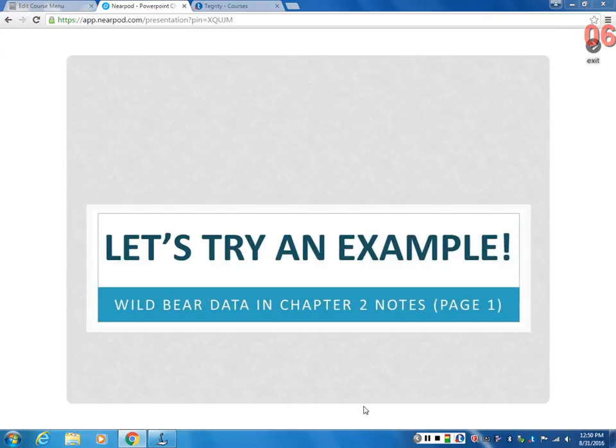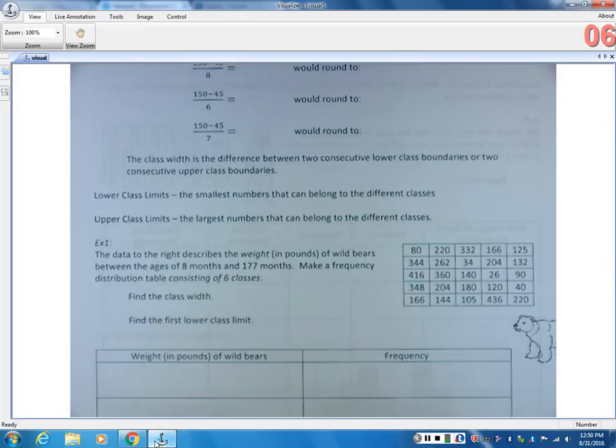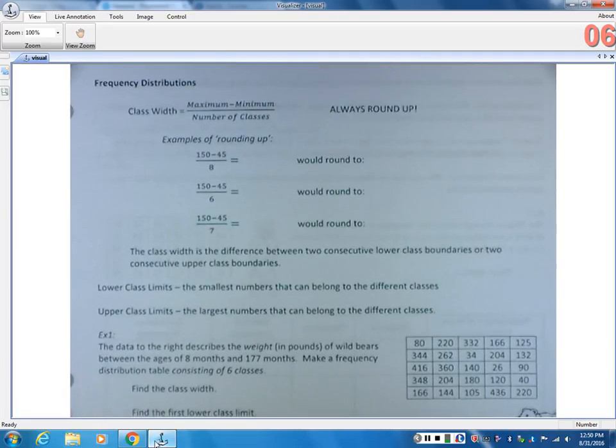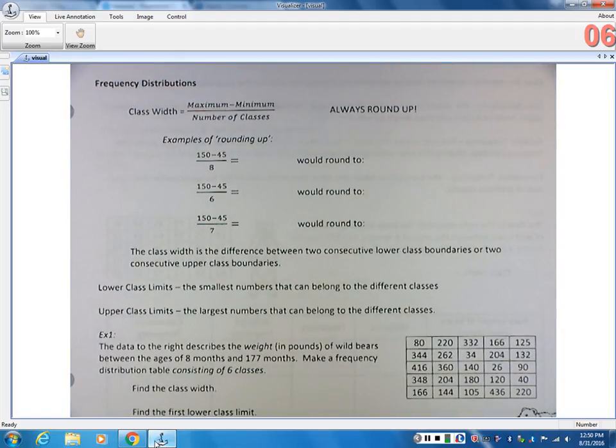So we're going to try an example, and it is on page 1 of your handout. I'm going to pause this for a second, and we're going to go here. Okay, on your handout at the very top of the page, it just gives you the topic that it's frequency distributions, but then it explains how to calculate class width.